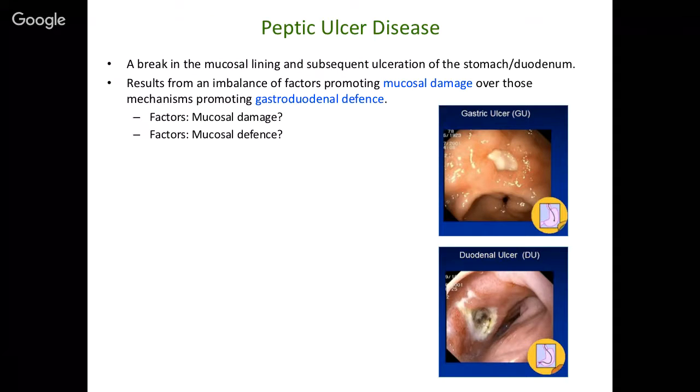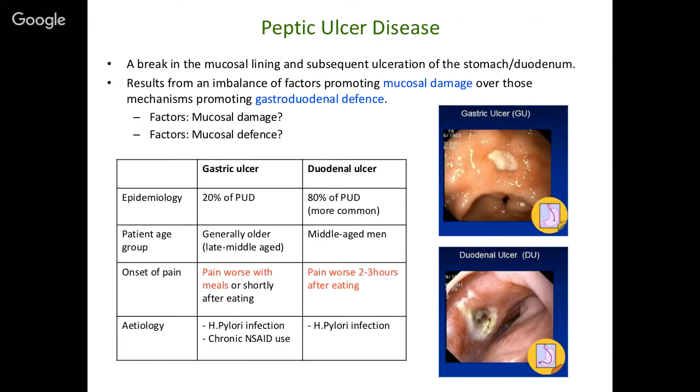If you think about what's in the stomach, it's gastrin, hydrochloric acid, pepsin. The stomach is naturally a very acidic environment. In terms of defense, you have mucus and bicarbonate, and the junctions between the cells in the stomach are quite tight. The lining of the stomach is pretty good in that if there's damage, it can repair itself more readily than normal tissue. So it results in an imbalance which favours those factors that promote mucosal damage rather than gastroduodenal defence.